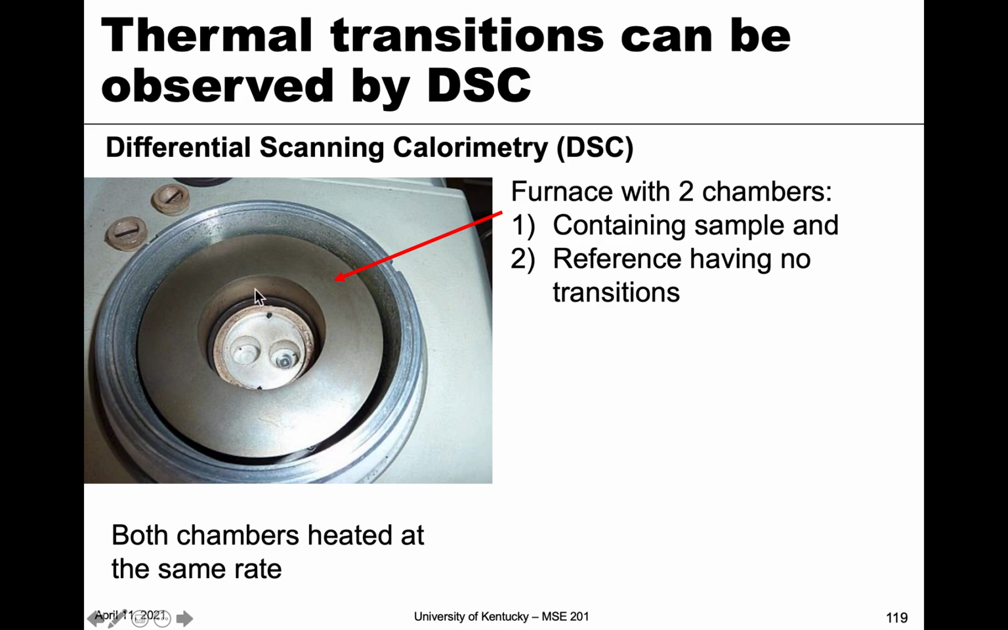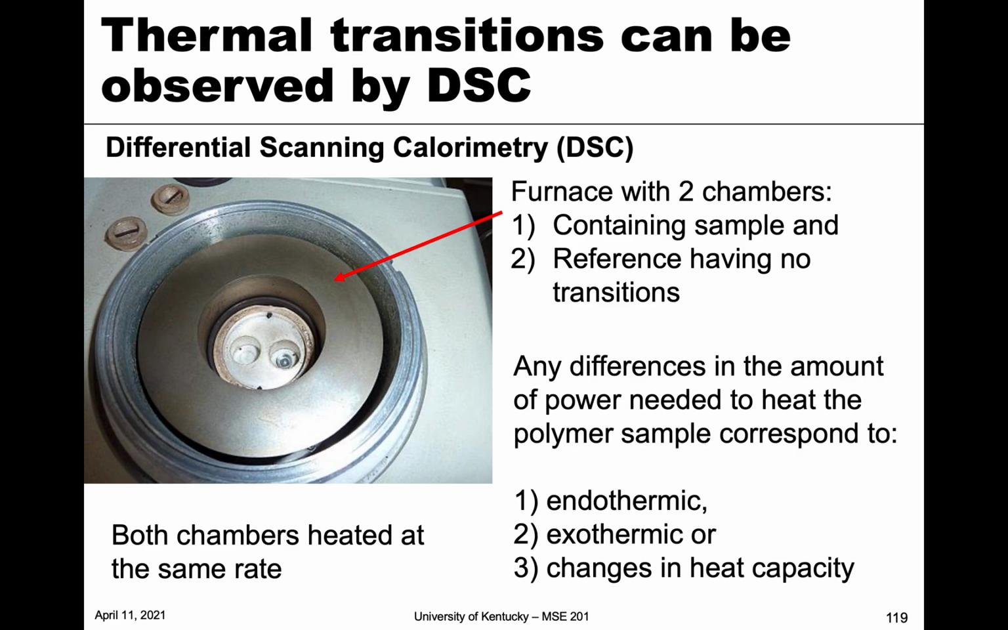And this is an electrical furnace. So basically it's a resistive heating. So we basically have a coil that we heat up. So we apply a certain amount of current or power to the system, and that heats it up. And so if we try to heat both of them up at the same rate, there may be differences in the amount of power needed to heat the sample, right?